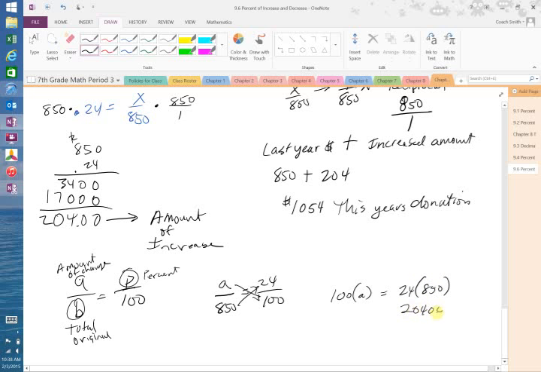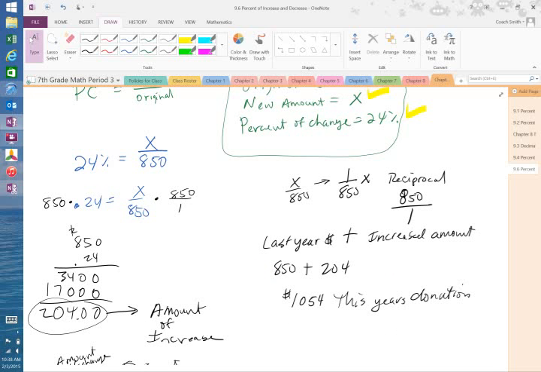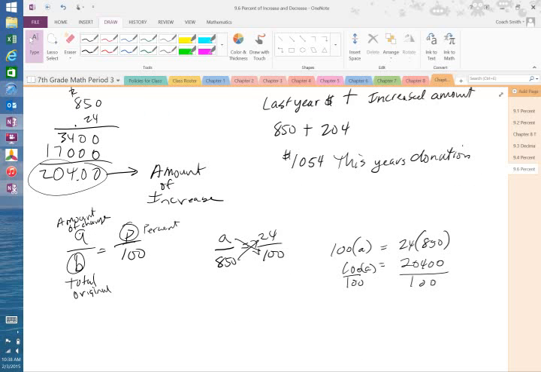20,400, yeah. And 100A, okay, well, that's what we basically got here, but we've got to take over here, this dividing by 100 is the step where we moved it to 0.24. This step right here, where we moved that to that, that's this step. 2 zeros cancel out, giving you 204. Okay, that's the amount of change.